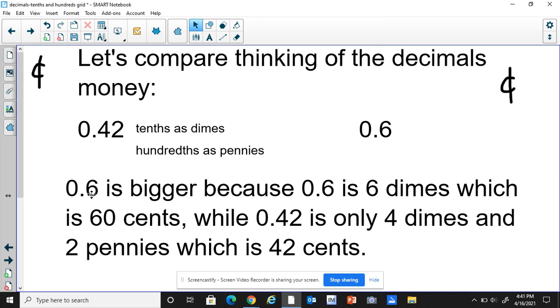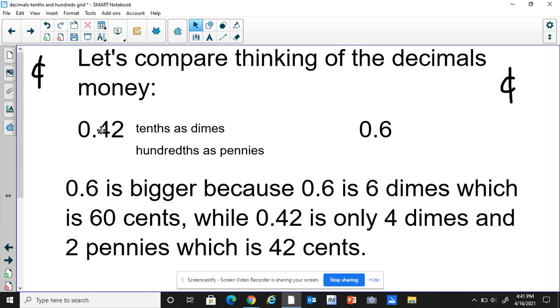So let's look at our justifications. 6 tenths is bigger because 0.6 is 6 dimes, which is 60 cents, while 0.42 is only 4 dimes and 2 pennies, which is 42 cents. So that's another way that you can think of it. If you want to pause and rewind this back, it might help you, or slow it down.